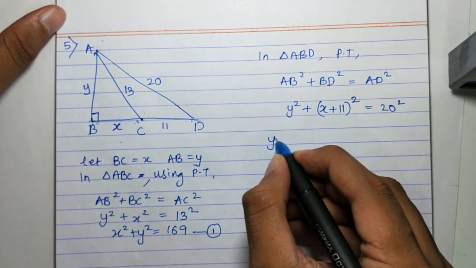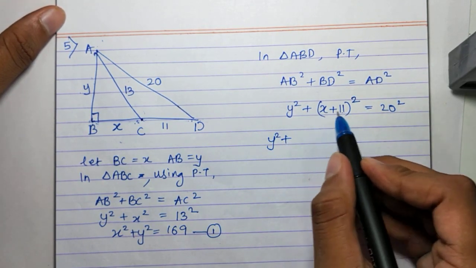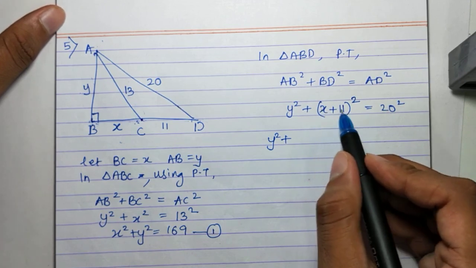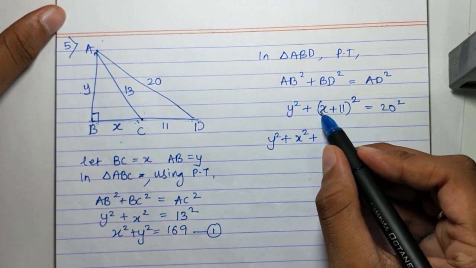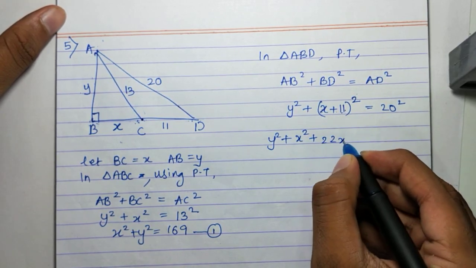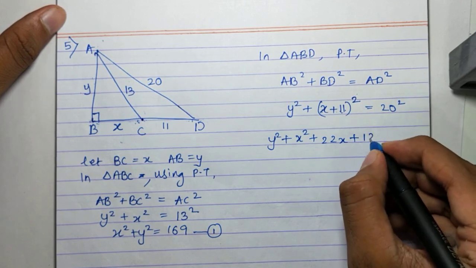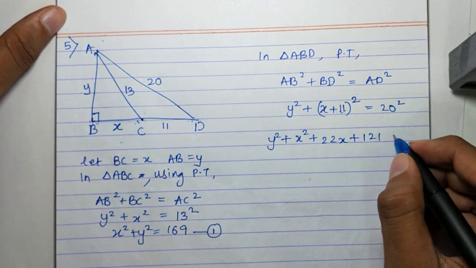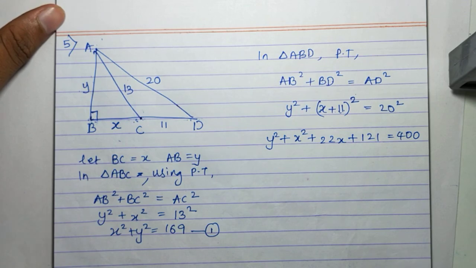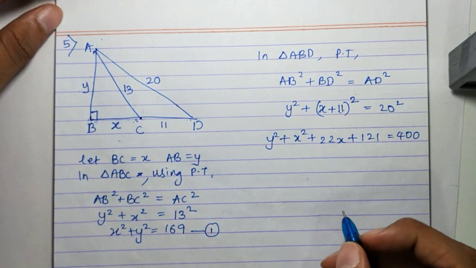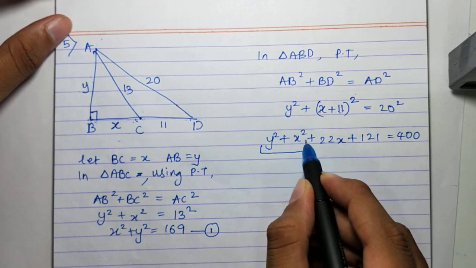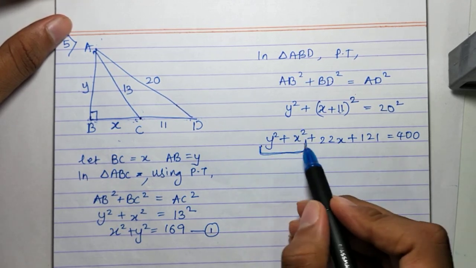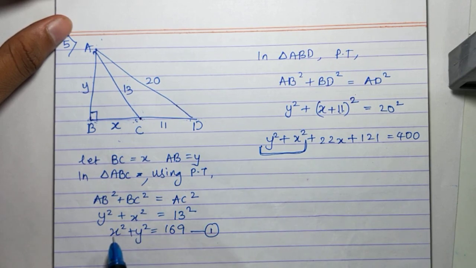Okay, so y square plus, now this expansion formula will get used here. (x + 11) whole square is a square plus 2ab plus b square, so 2 into x into 11, that is 22x, plus 11 square, that is 121, equals 400. Now if you observe carefully, I have y square plus x square here. So what is y square plus x square? y square plus x square is 169.